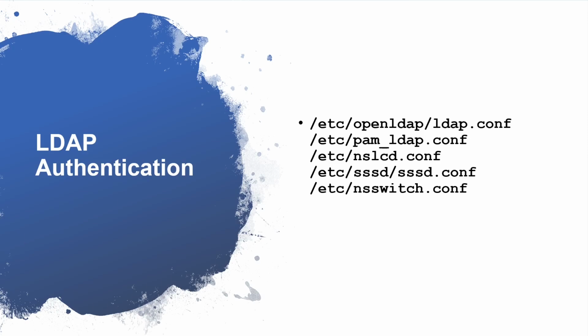When you configure your system for LDAP authentication, 5 files are changed. You can see those 5 files on the screen. You can edit these files manually or use one of the utility programs available. Use system-config-authentication or authconfig-tui.